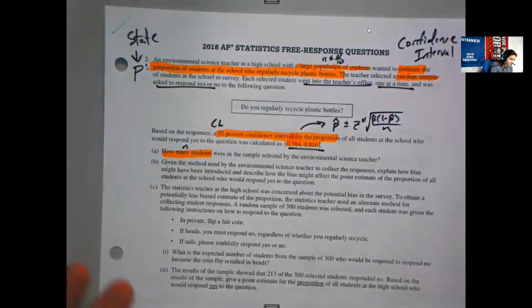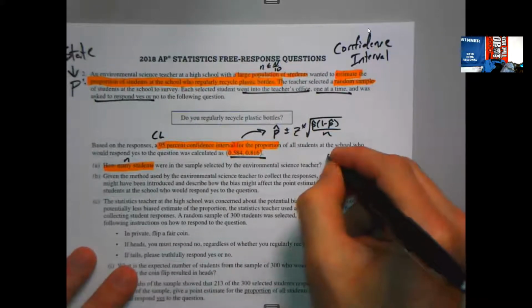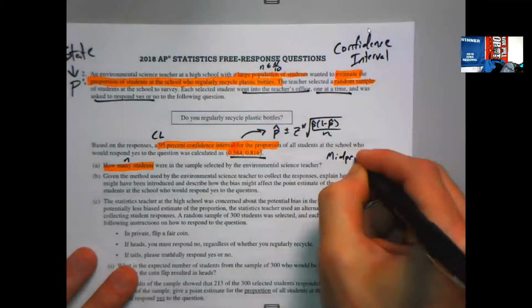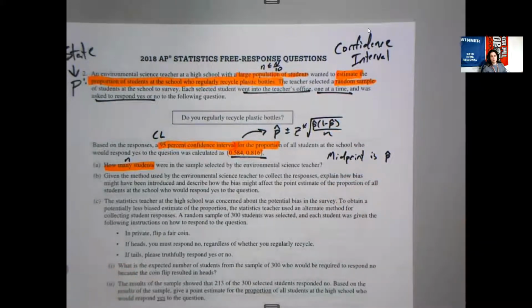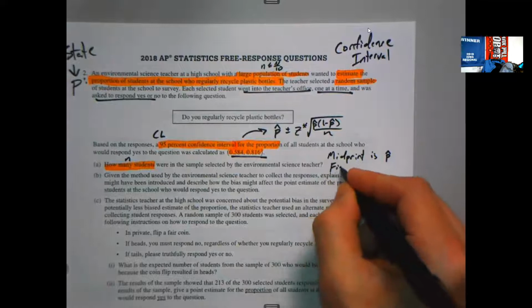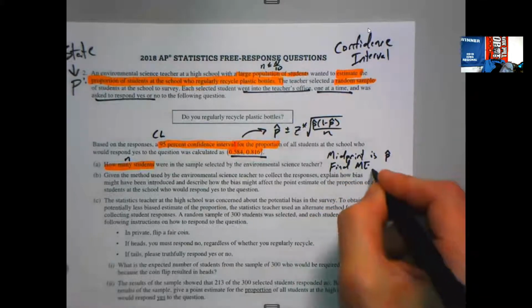First thing you need to do is find the midpoint. The midpoint of your interval is p hat. Once you have your midpoint, you can go back and say, okay, well, this is my margin of error. Find your margin of error. Then you're going to find n.